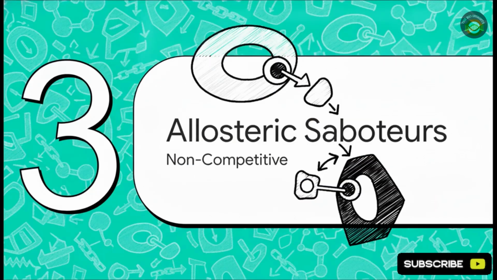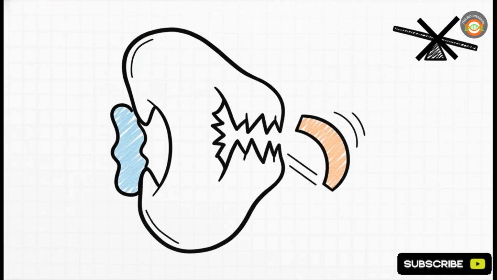All right, section 3, the allosteric saboteurs, non-competitive inhibition. Now these guys play by completely different rules. Unlike our last group, non-competitive inhibitors don't even bother fighting for the active site. They use that back door we mentioned earlier. They bind to the allosteric site and literally warp the whole machine from the outside.